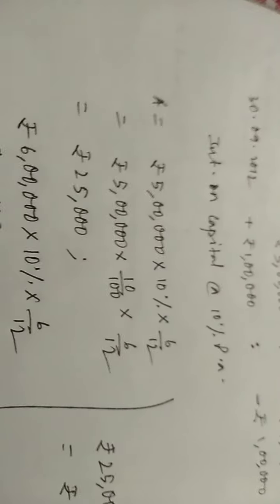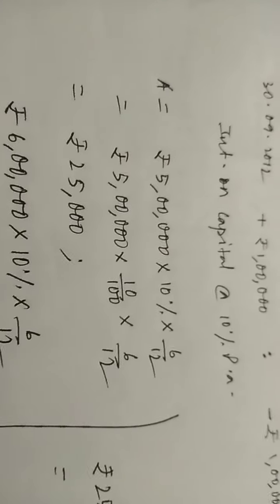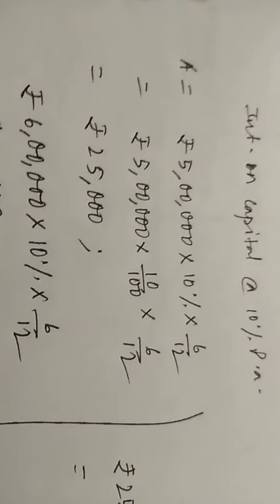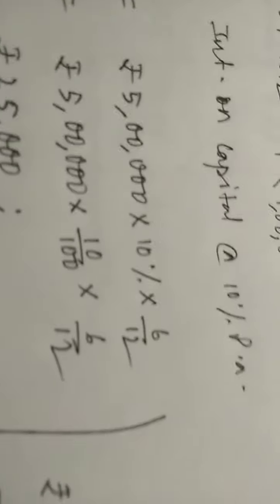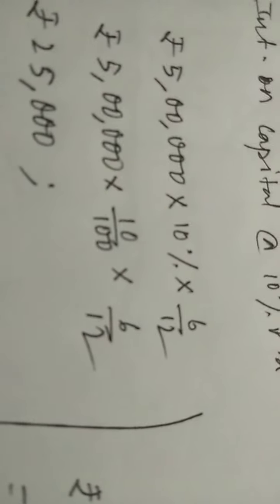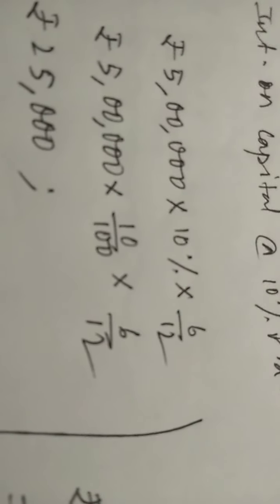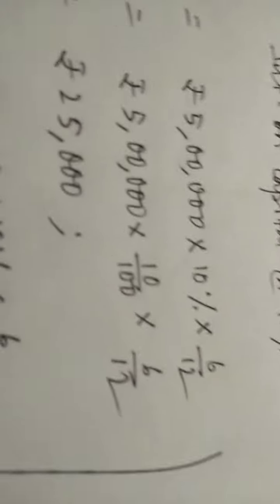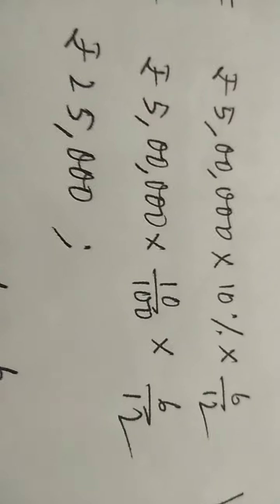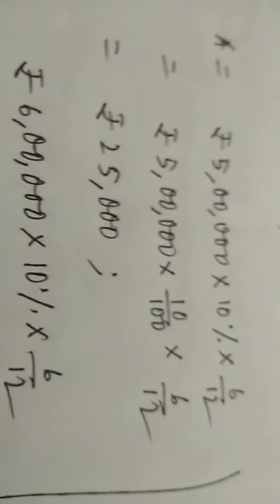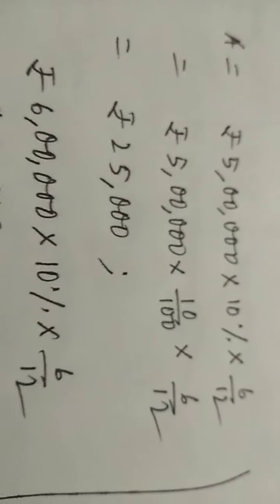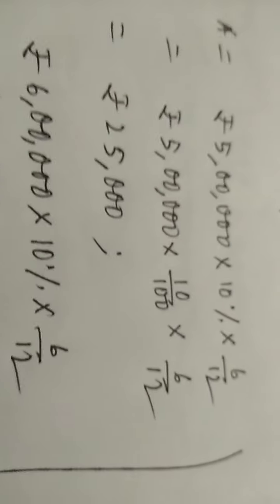Here the initial capital was 5 lakh, the rate is 10%, and the period is 6 months, so we will use 6 by 12. In the previous case we used only 5 lakh into 10%, but here we will use 5 lakh into 10% into 6 by 12, since this 5 lakh capital was only for 6 months. So 5 lakh into 10 by 100 into 6 by 12 will provide us 25,000.